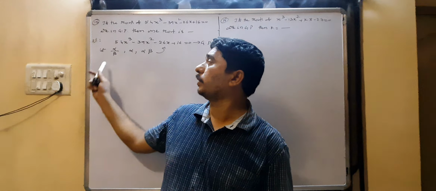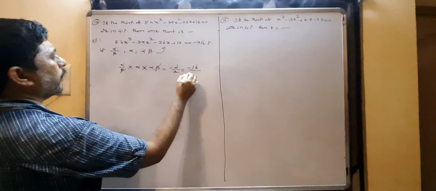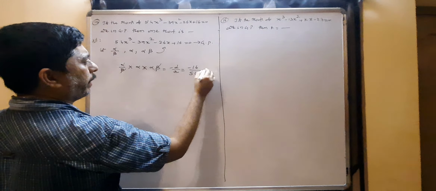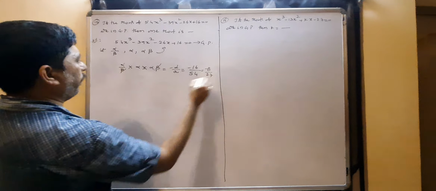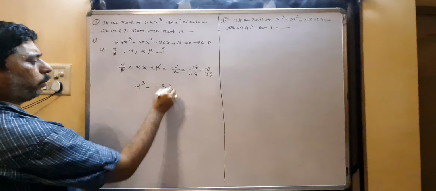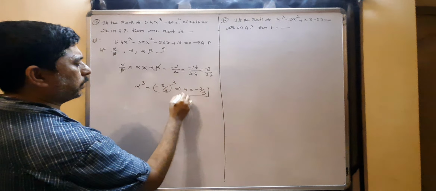GP is given, so you have to consider the product of the roots, alpha by beta into alpha into alpha beta. That is minus d by a. So beta cancels. That is minus 16 by 54, constant by coefficient of x cube. That is minus 8 by 27. So alpha cube equal to minus 8 by 27, that is minus 2 by 3 whole cube. That implies alpha equal to minus 2 by 3 is the answer.